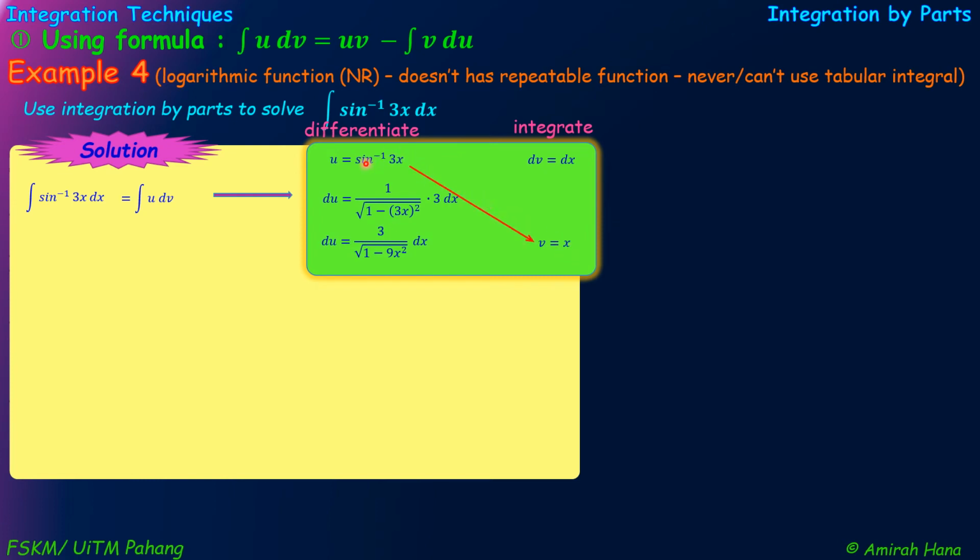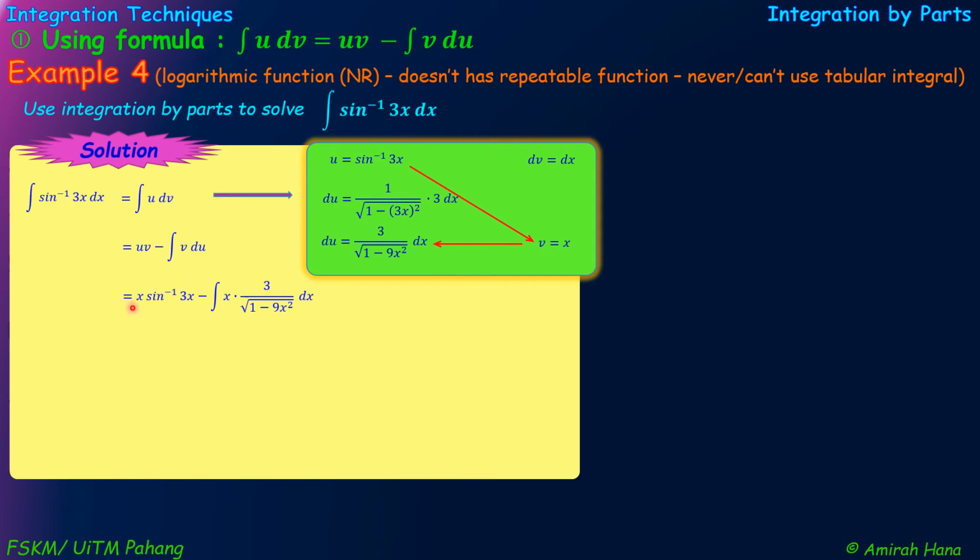And after that, we need to multiply u times v from this formula, and multiply v and du from this formula. So we can write integration of u dv equals uv minus integration of v du. Right, so we replace u equals inverse sine 3x and we replace v equals x.